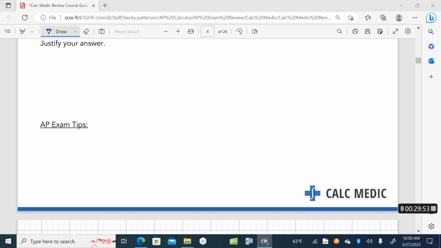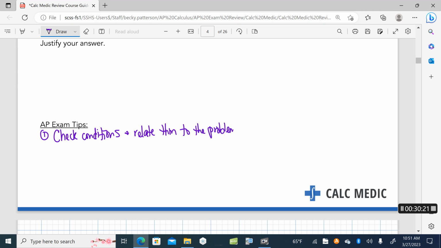So before we jump into this example, let's do a couple exam tips. The first exam tip is when you use the IVT, check conditions and relate the theorem to the problem. And then write conclusion.